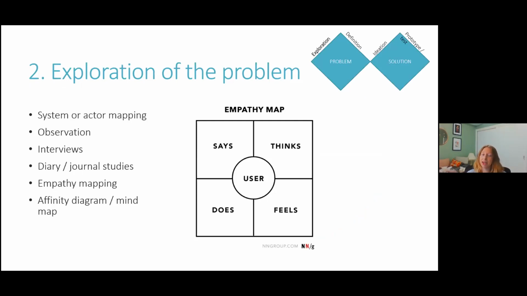So a lot of questioning our own assumptions, what kind of biases or other things are we bringing into our framing of this problem in the first place? And I've just listed some different sort of techniques and things that you can draw on for this. The first one is sort of system or actor mapping.